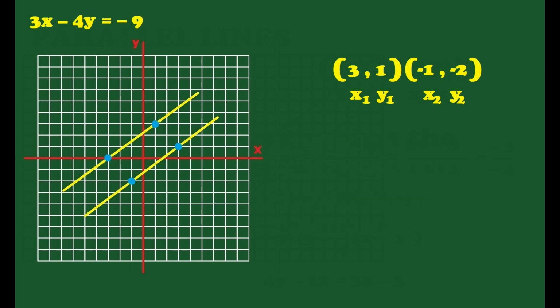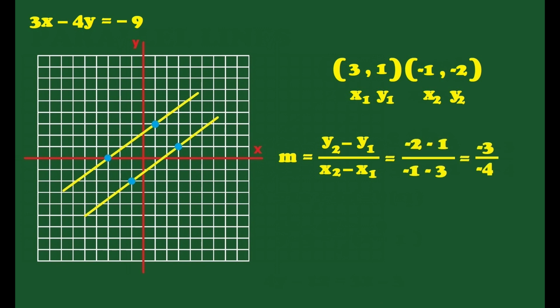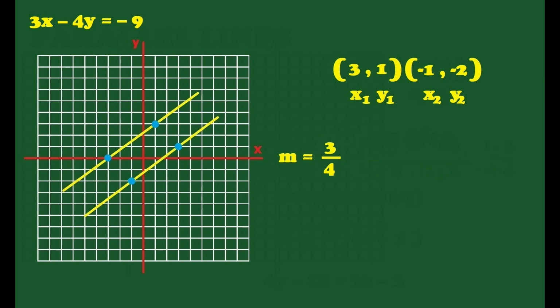The second line has the following coordinates, and is already marked. Let's calculate the slope with this formula. Assuming that the calculations are correct, we arrive at the slope of -3 over -4. Our slope becomes positive 3 over 4 as both were negative.